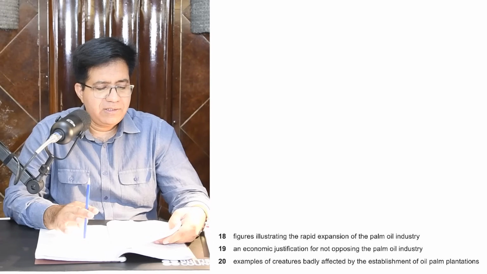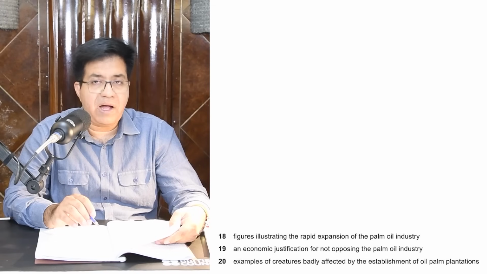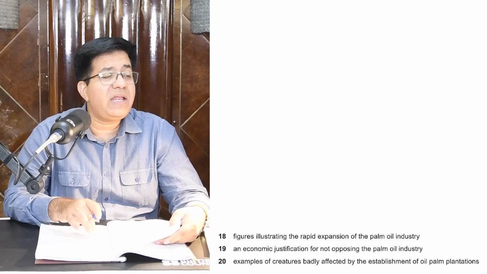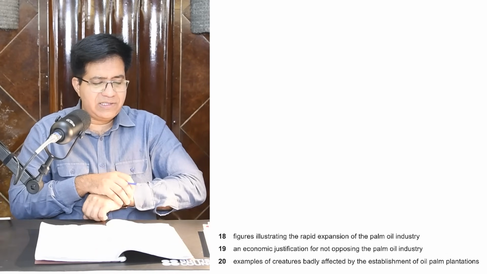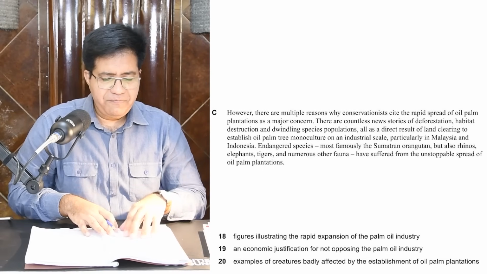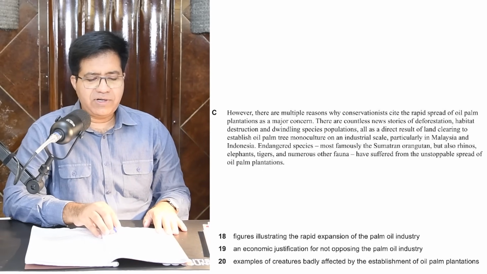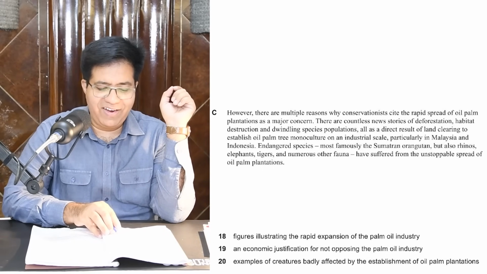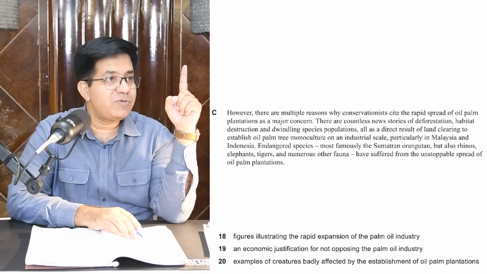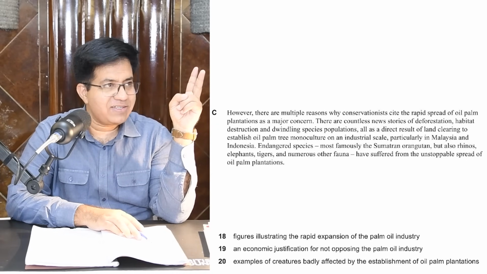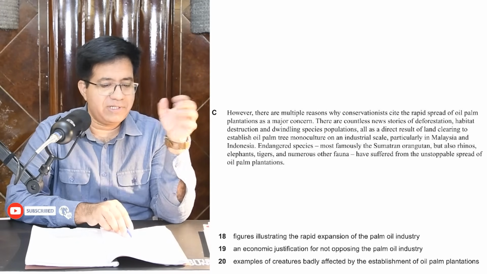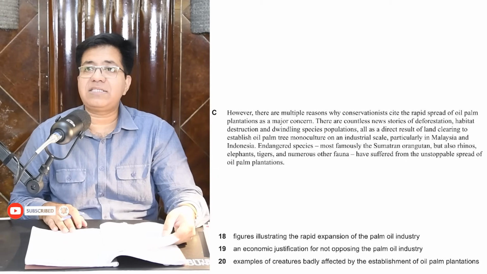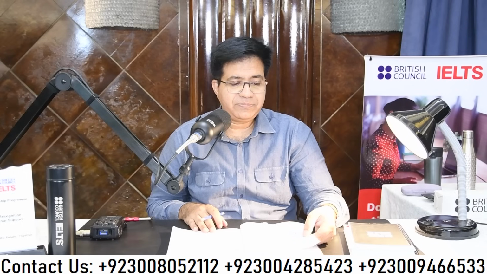Question number 20. Examples of creatures badly affected by the establishment of oil palm plantation. Look for a paragraph with the names of animals. That is C, where we read Sumatran, what is Sumatran? Orangutan, but also rhinos. One is rhino. Second, elephants. Third, tigers. Fourth, numerous other fauna. Fauna is animals, okay? So question number 20, correct answer is C.